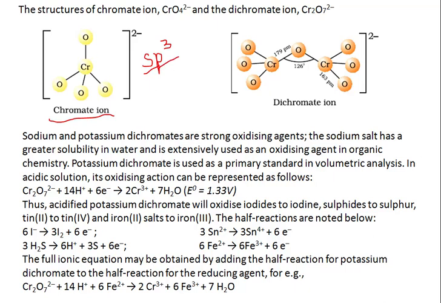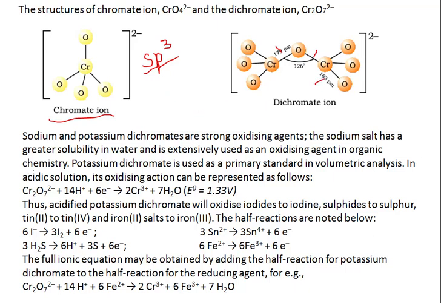The dichromate is also tetrahedral, but two tetrahedra are bonded in such a manner that the bond angle between these two bonds is 126 degrees. Then the bond lengths are given: the chromium to central oxygen bond length is 179 picometer, whereas that of chromium to the other oxygen atoms is 163.